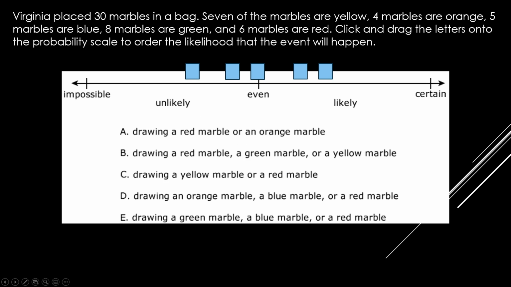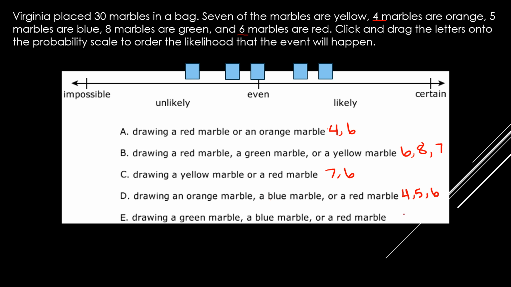So the first one has red and orange. So if I look up here, there are 4 orange and 6 red. So 4 orange, 6 red. And then the next one says that there are red, so we have that 6 for red. Then we have green. If I look up top, there are 8 green, and then we have yellow. And if I look, there are 7 yellow. And then we have yellow or red. So there are 7 yellow and 6 red. For orange, there are 4 orange. Blue, we have 5, and red, we have 6.